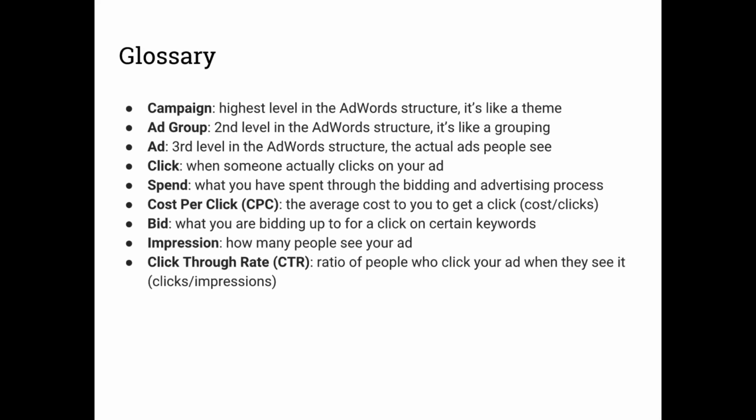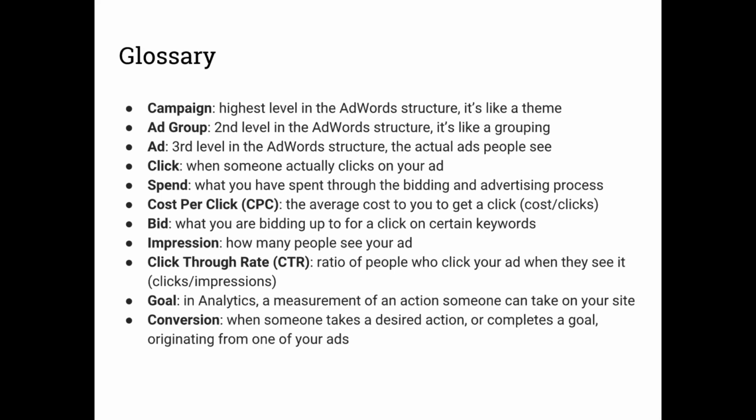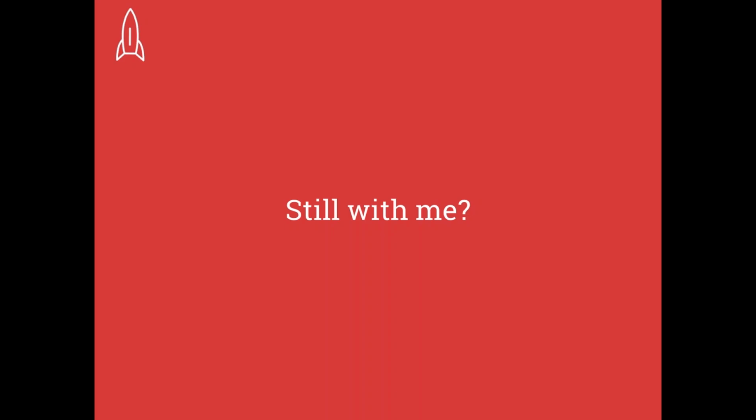Impression is just how many people see your ad. Click-through rate is a really important metric to monitor, and it's the ratio of people who click an ad compared to how many people see your ad. It's a huge lever in quality score, which we'll talk about in a second. A goal, in analytics, is a measurement of an action someone can take, so an email sign-up or a donation. A conversion is the same thing, except it's tied to, say, your advertisement. So a conversion will show you how many people signed up for email from an ad. And again, it's a requirement for Google Grants Pro. Still with me? Hopefully. Again, there'll be time for questions afterwards, and we can unpack it a bit.